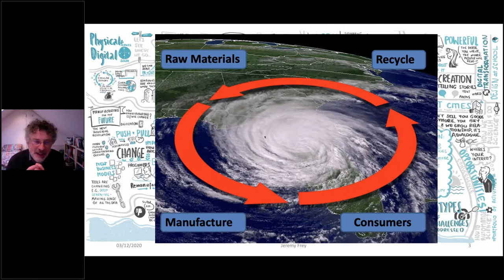But here I've taken our hurricane system and put some labels on what you could crudely have as a supply chain. We have the real materials, it's manufactured, it's consumed, and increasingly we need to worry about how to recycle it. And I've put this up really to illustrate the flow. So this is generally the flow of the physical goods.